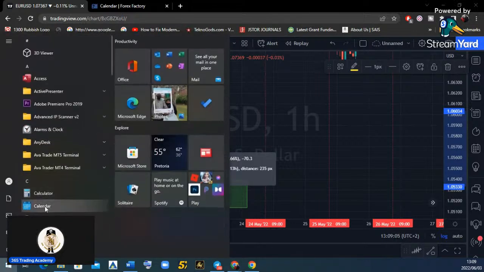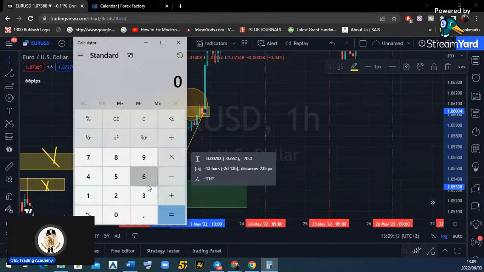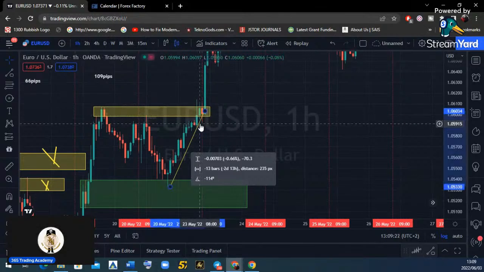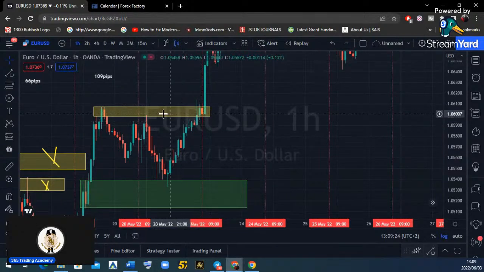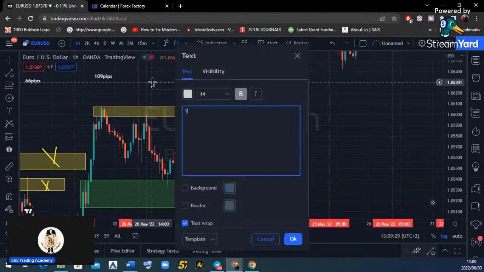Why do I keep closing my calculator? I know it's 130 pips, but I just want to have my calculator open somewhere. Right, so we've got 70 plus 64. That should give us about 130-something, right? 134 pips. And I close it. It's me who keeps closing it. It's almost automatic. Okay, so then we've got this situation here, 134 pips.